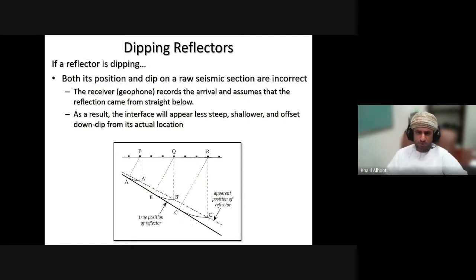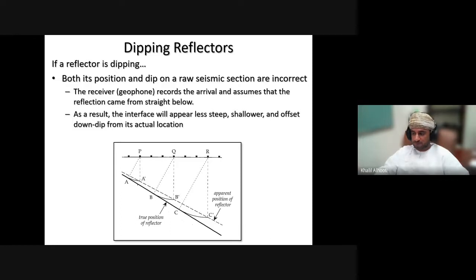Up until now, we were talking about flat layers. But usually geology is much more complex, and we could have layers which are dipping, or having different structures, syncline, anticline, and so on. For dipping reflectors, things are usually much more complicated. And what we receive is not the true dip. It's an image of the up dip.